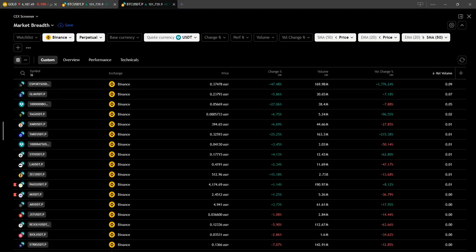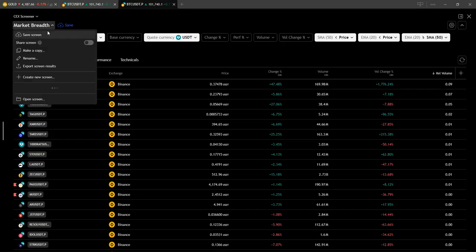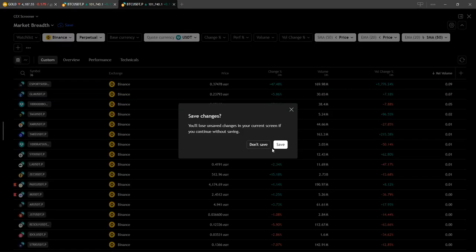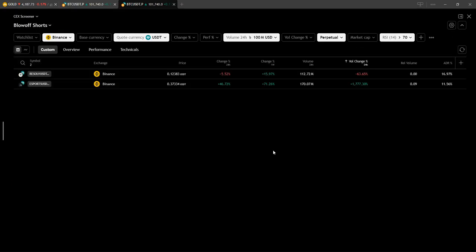Okay. So second use case, identifying short opportunities. So I've got, yeah, blow off shorts. Okay, so these are my conditions for identifying short opportunities, and unfortunately, I would have loved it to all be within the one screener, except it's not.